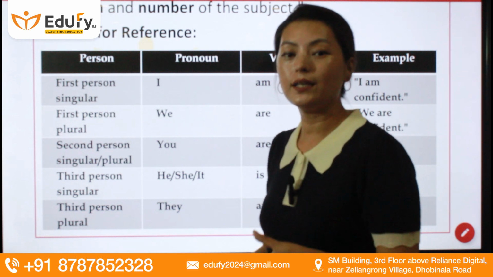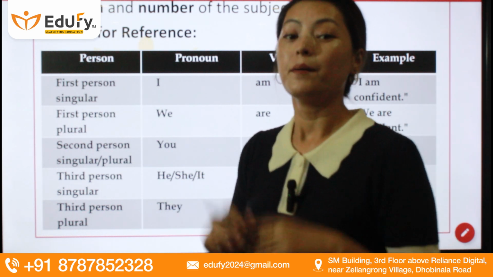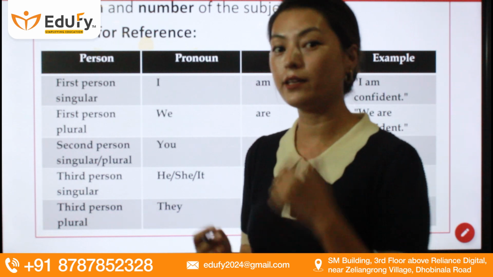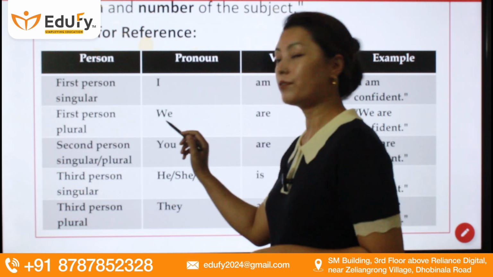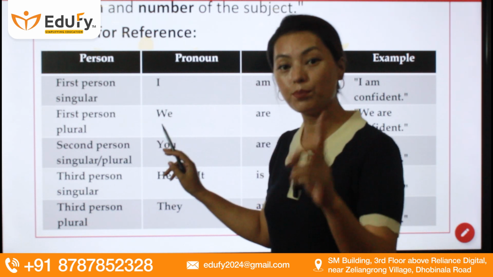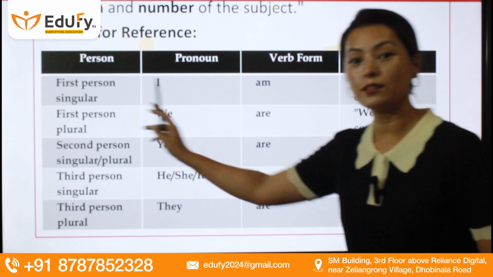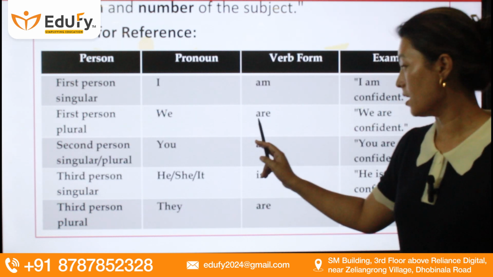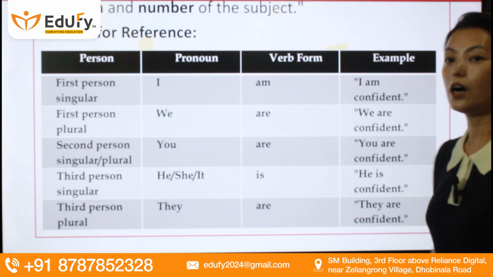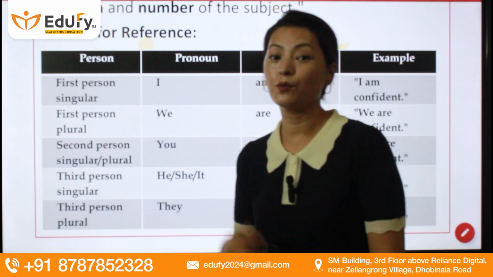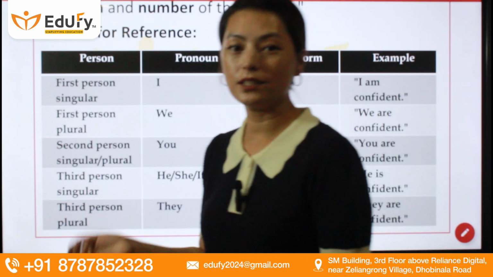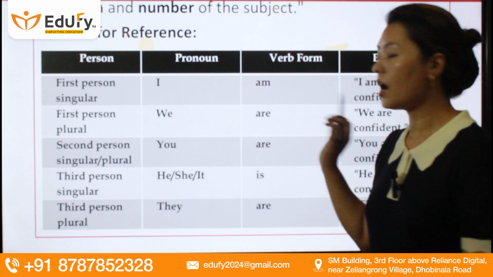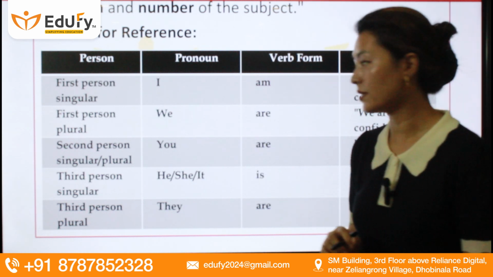Next one, first person plural. That means we is a first person pronoun, right? But then it's not singular because we refers to a group of people and not just one. So therefore, if it's a plural person and that is in the first person, then you will write the verb are. For example, we are confident. You cannot write we am confident, we is confident, we was. It cannot be correct. We are confident will be the correct answer.